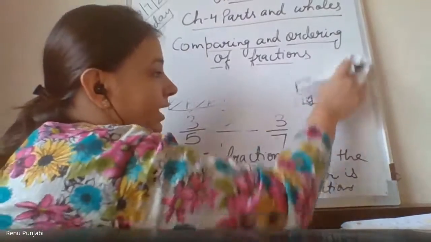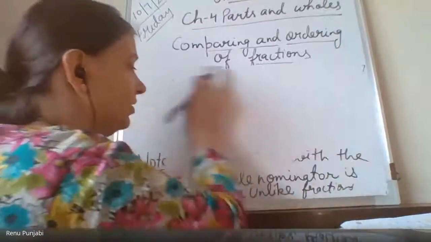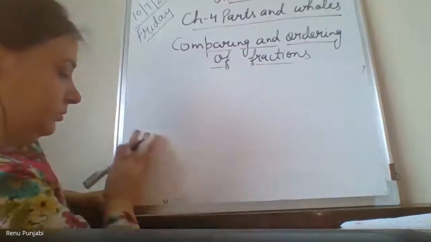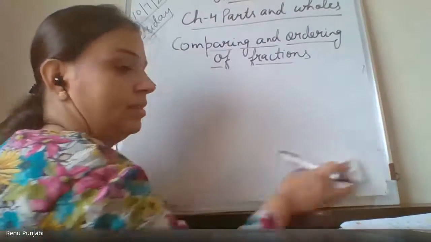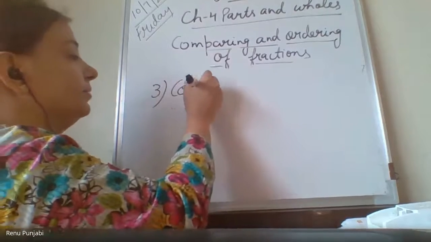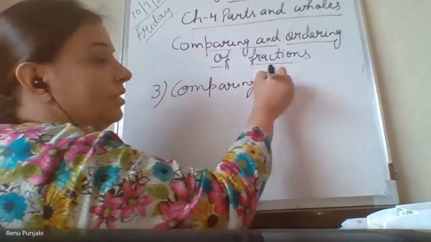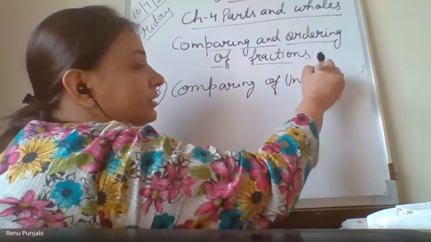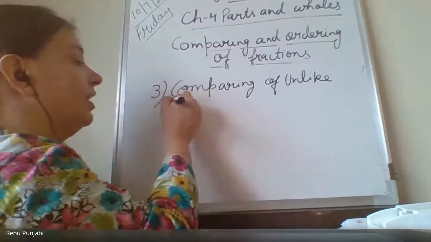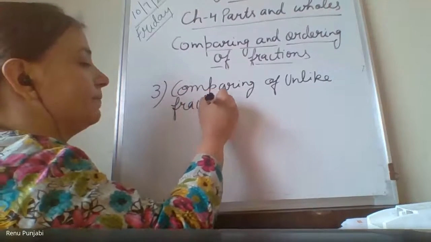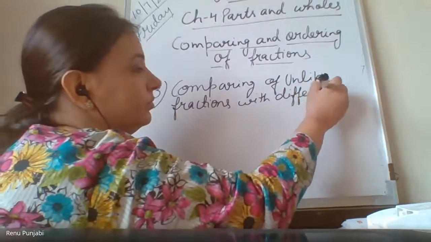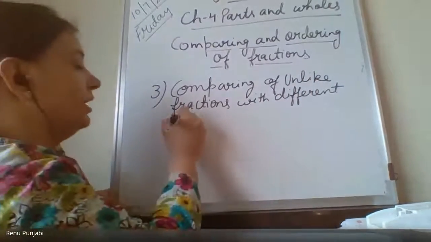Now, next situation. The third situation is comparing of unlike fractions. This is also unlike, but with different numerators. Comparing of unlike fractions with different numerators.